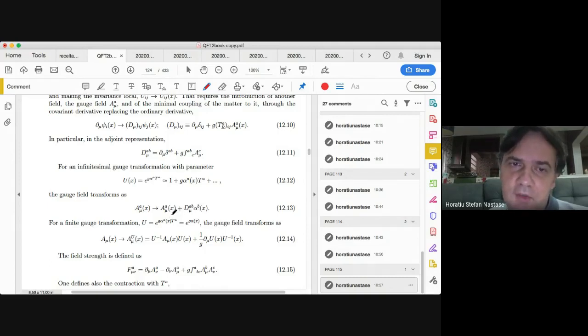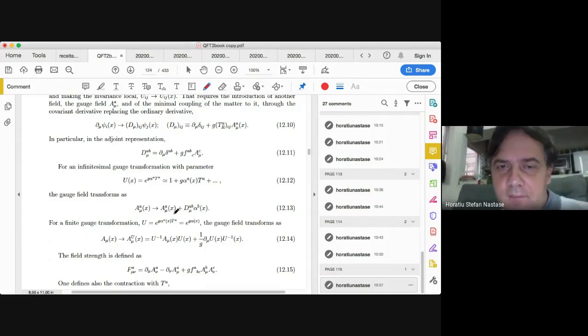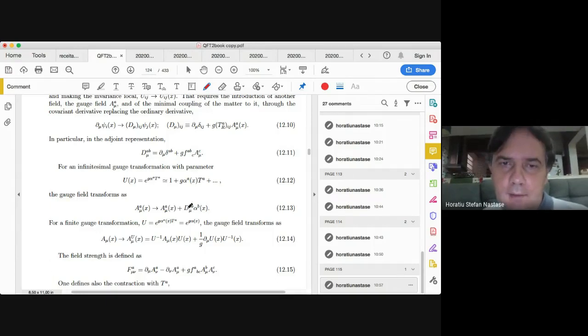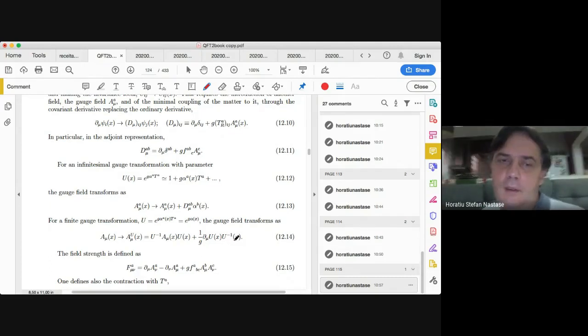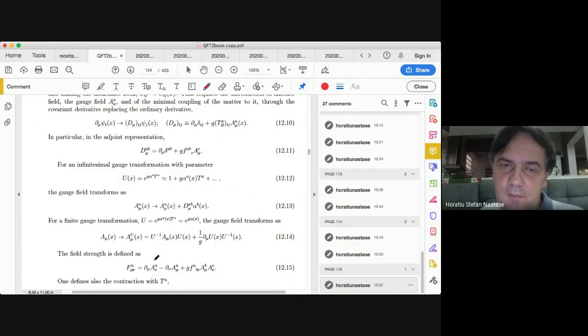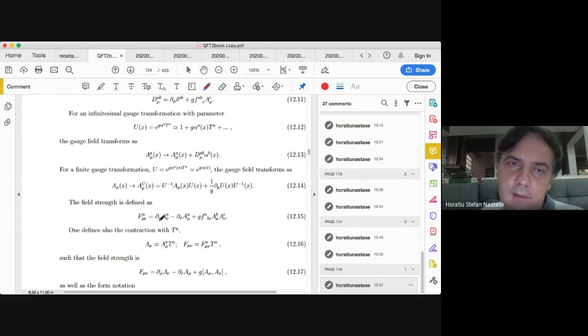If the transformation is finite, that is to say, if alpha^A is not infinitesimal, then A_mu goes to, depending on the matrix U, U^-1 A_mu U plus 1 over g D_mu U U^-1. And we define the field strength of the gauge field A_mu by F_mu nu^A being D_mu A_nu^A minus D_nu A_mu^A plus g f^ABC A_mu^B A_nu^C.